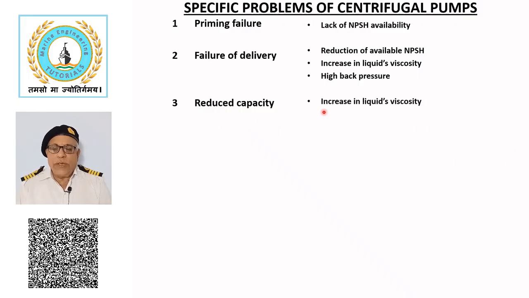Reduced capacity. Cause of the reduced capacity may be due to high viscosity of liquid. Viscosity of liquid should be brought within the pump design capacity by raising the temperature. Cause of reduced capacity may be due to low pump speed. Pump should be operated at rated speed and the reason for low speed must be investigated.